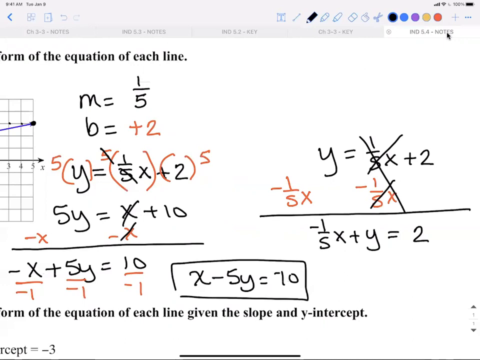Or if you can pull out a little bit and get a bigger view, if you can see that you need to get rid of your negative and your fraction at once, if I multiply this by negative 5, that means I multiply this by negative 5 and this by negative 5. What happens? The negative cancels to a positive, the 5s cancel out, and I'm left with positive 1x, or just positive x. And then y times negative 5 is negative 5y, and 2 times negative 5 is negative 10.